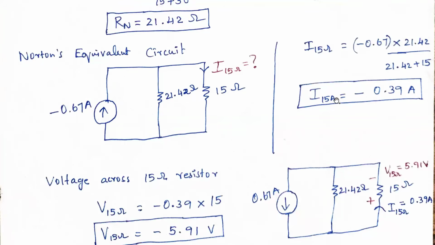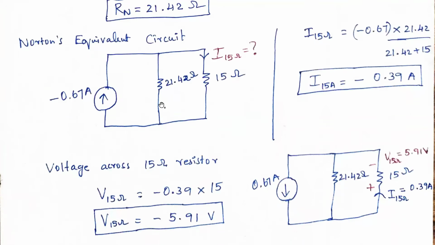Now we got the current through 15 ohms. The voltage across this 15 ohms is very easy. We got the current, so V is equal to I into R. That is the current through 15 ohms, times this 15 ohms. So minus 0.39 into 15 ohms. Here we are getting the answer as minus 5.91 volts.